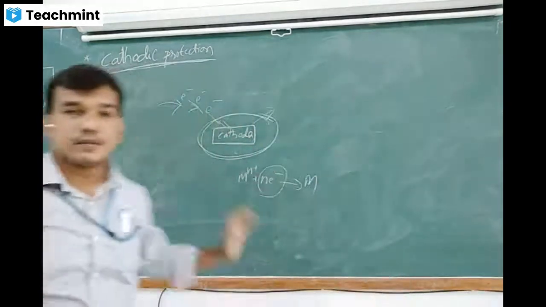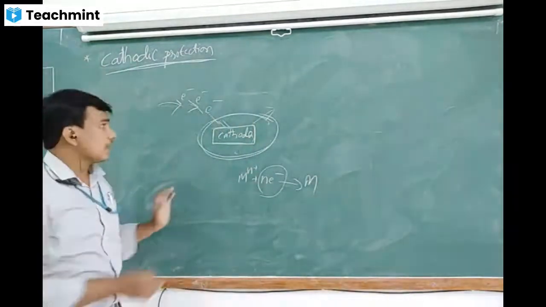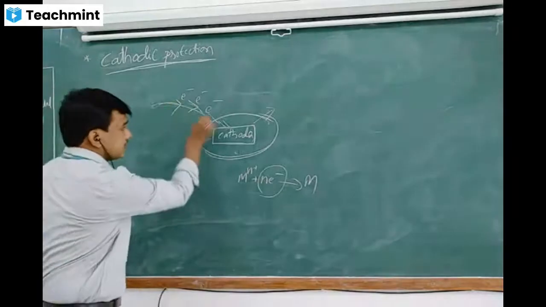You all know about this. How can we supply electrons? What are the methods?